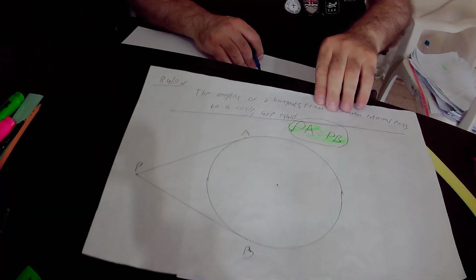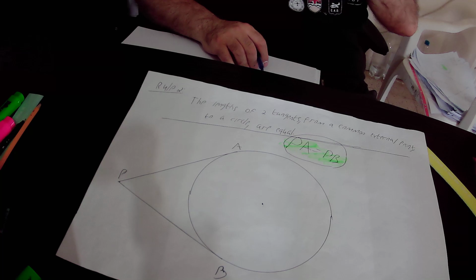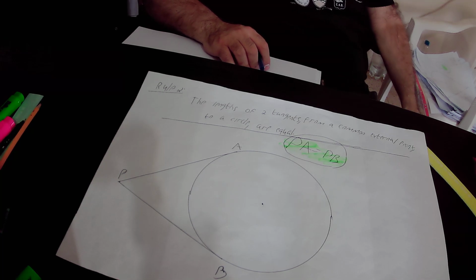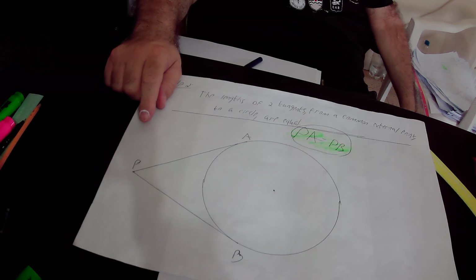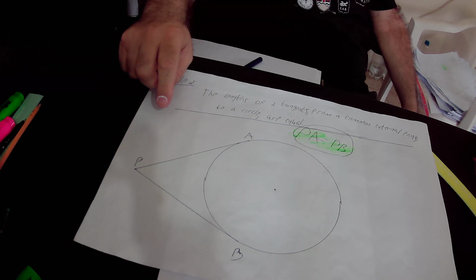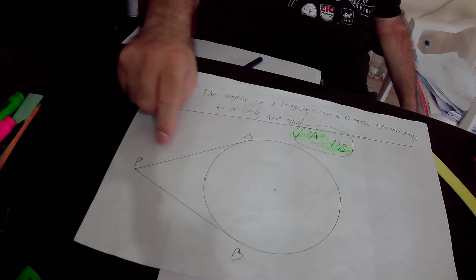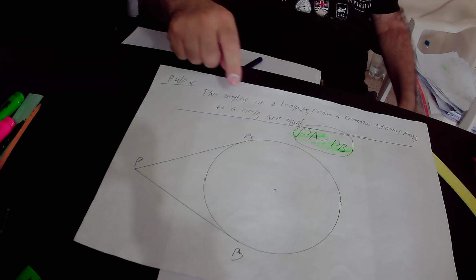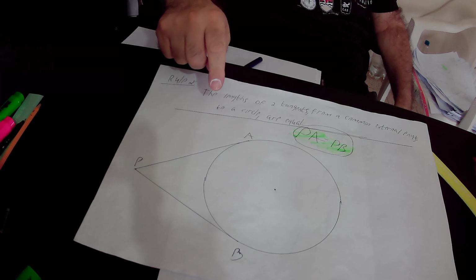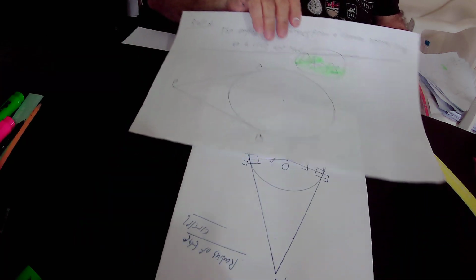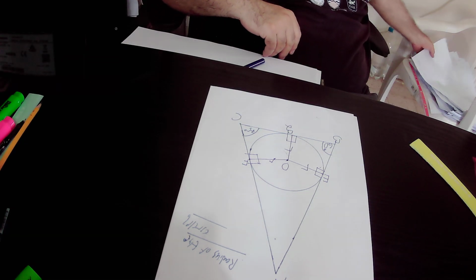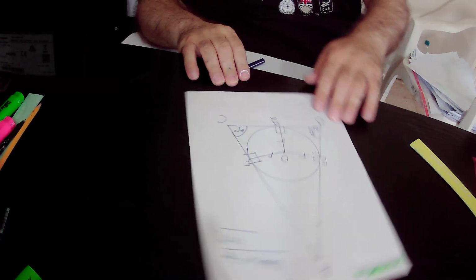According to rule number 2, the lengths of two tangents from a common external point to a circle are equal. So we have the common external point P. From the common external point P, we have tangent PA and tangent PB. And according to rule number 2, the lengths of those two tangents are equal to each other. That is to say, PA equals PB. Okay, we'll actually implement rule number 2 in our drawing.